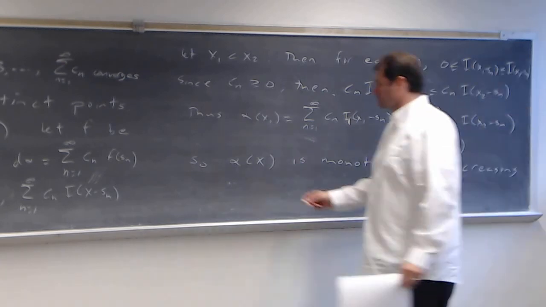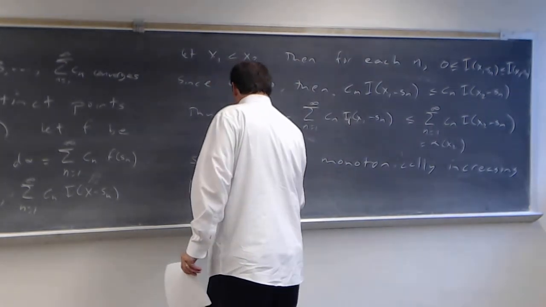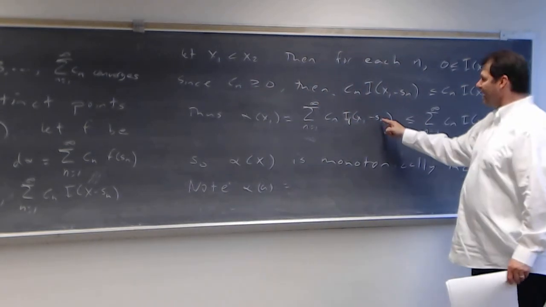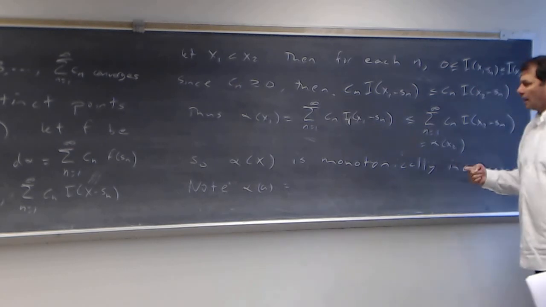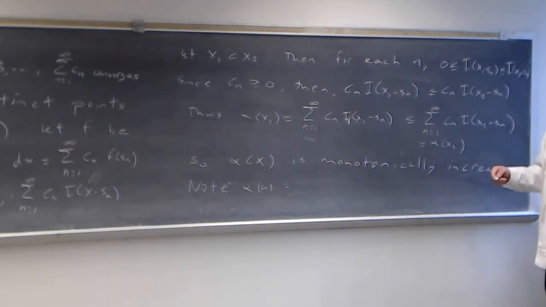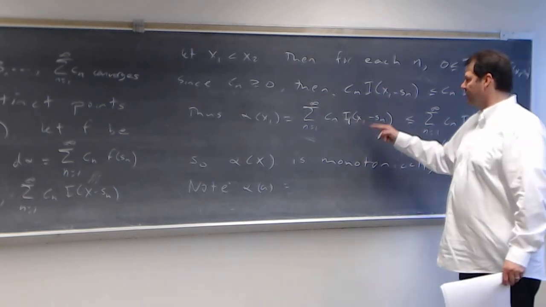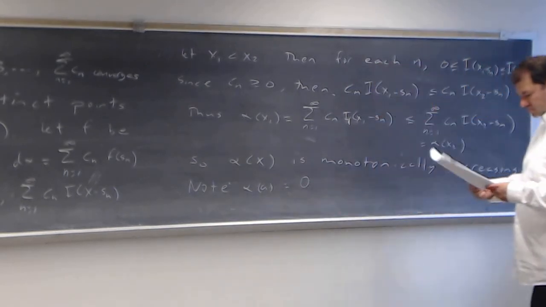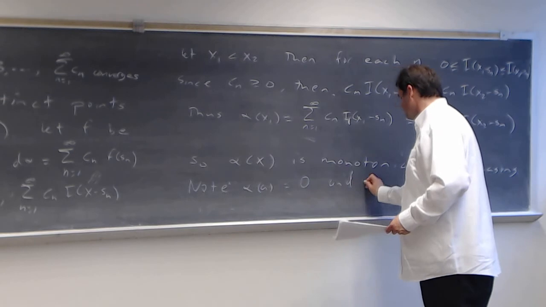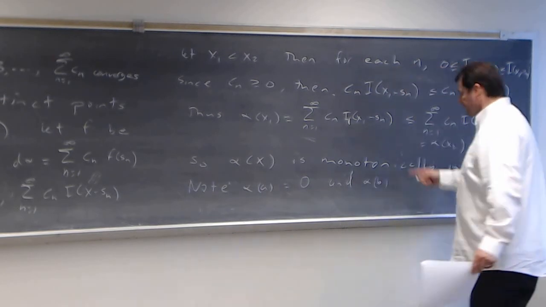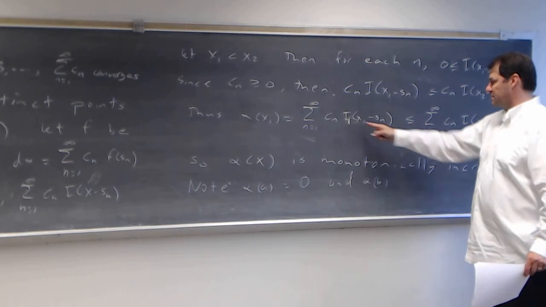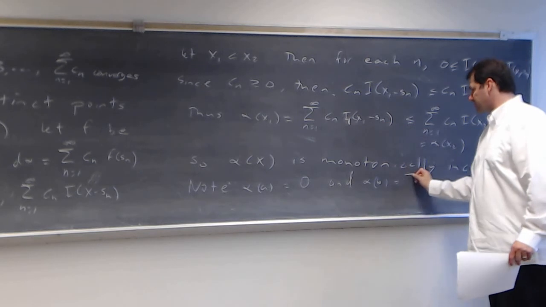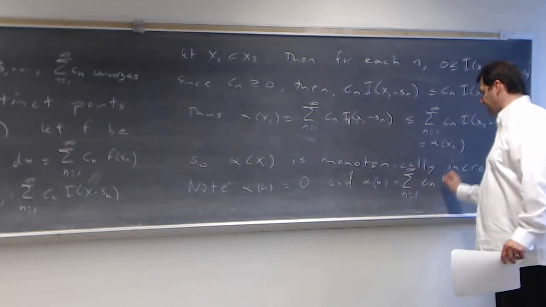Okay, next thing to note is that alpha of a is going to be equal to 0, because the s sub n's are always in the open interval between a and b. And so I acting on a minus s sub n is going to be 0. It's 0 times something, which is 0. And alpha of b, now in this case, b is going to be greater than all the s sub n. And so I of b minus s sub n is always going to be equal to 1. So this is equal to the sum as n runs from 1 to infinity of the C sub n's.